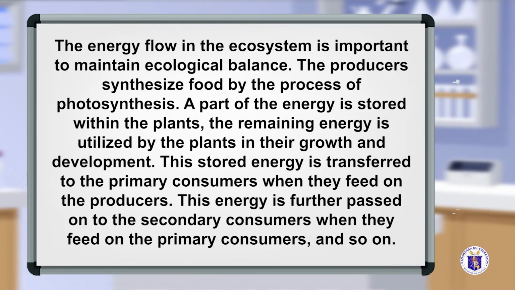The energy flow in the ecosystem is important to maintain ecological balance. The producers synthesize food by the process of photosynthesis. A part of the energy is stored within the plants. The remaining energy is utilized by the plants in their growth and development. This stored energy is transferred to the primary consumers when they feed on the producers. This energy is further passed on to the secondary consumers when they feed on the primary consumers, and so on.